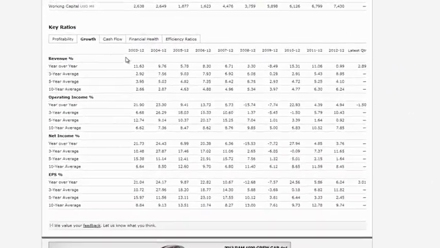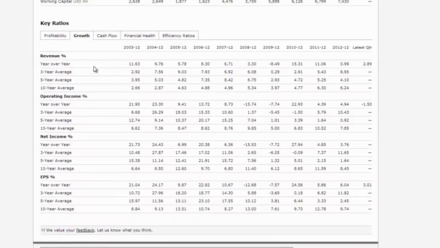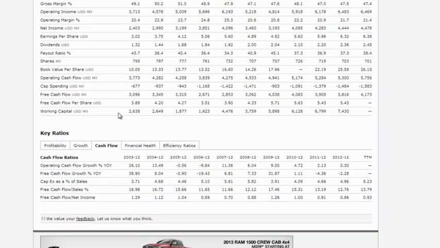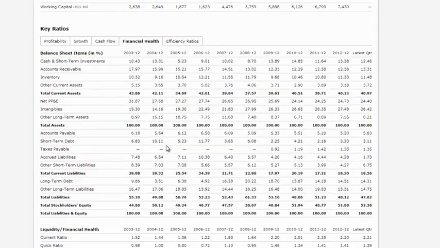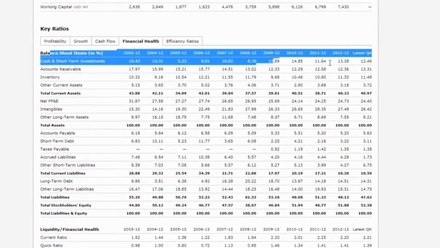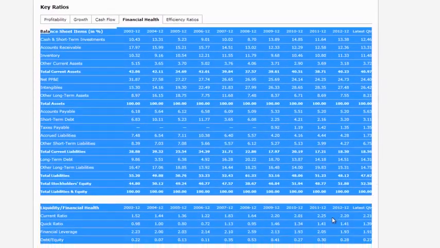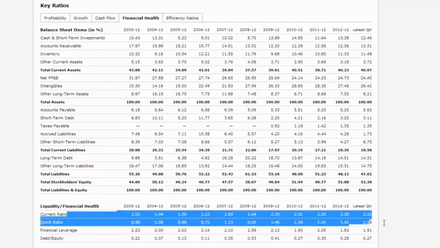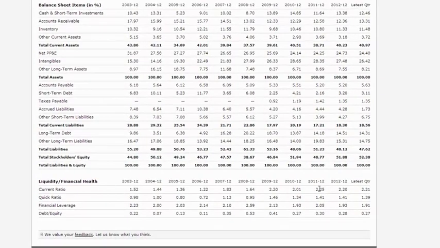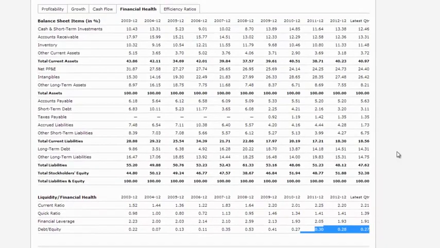Then there's a tab for some growth percentages. This is just year-on-year, 3-year average, 5-year average, 10-year average growth in revenue, operating income, net income, earnings per share. Similar numbers for growth in cash flow. Financial health is essentially the common size balance sheet for 3M. And then down below, we have our old friends, the quick and current ratio. 3M is in really good shape. Current ratio above 2, quick ratio above 1.3, 1.4. Financial leverage, which we saw earlier, and then a more traditional debt to equity ratio. Looks like 3M is not a very risky company, not very highly levered.